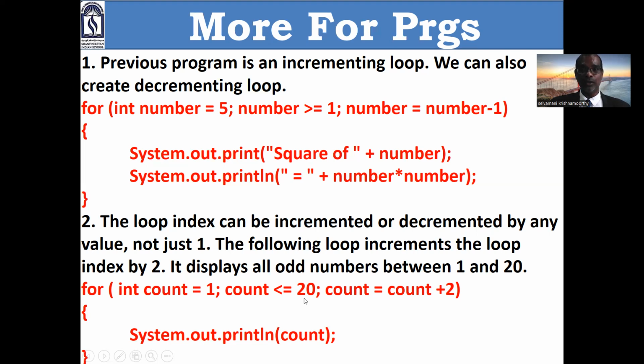1 is less than or equal to 20. The condition is true, so count will be displayed. Number 1 will be displayed. Now count plus 2, that is 1 plus 2. 3 will be assigned to count, not 2.